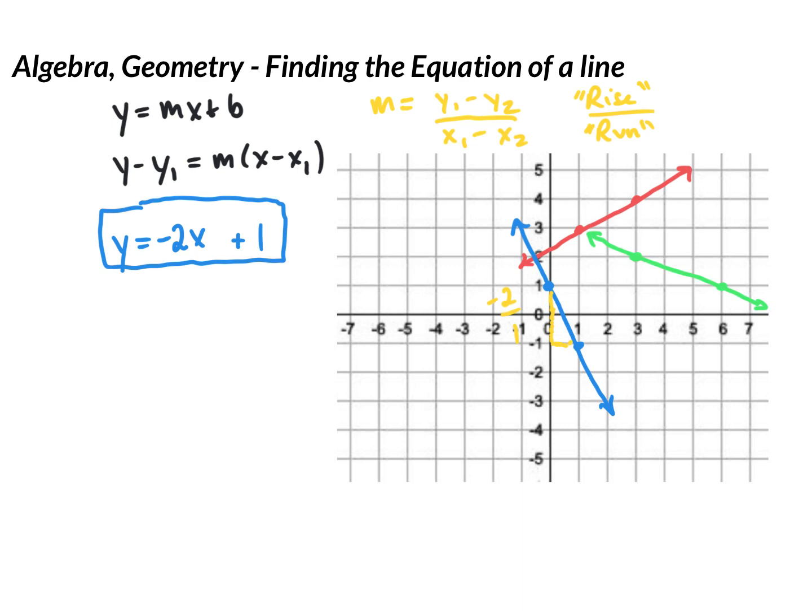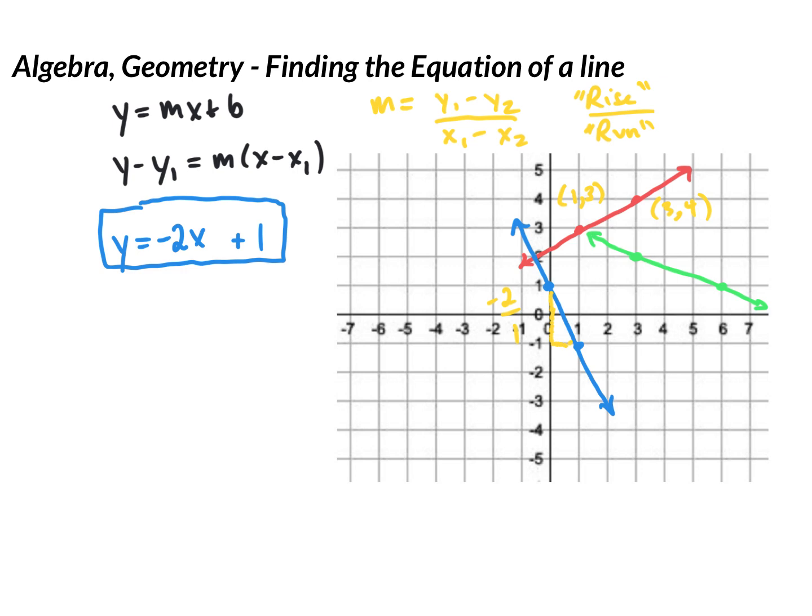Let's go to the red line next. So in this case, the y-intercept looks like it's over 2. It's 2 point something, but I would have to make some kind of guess there. I don't really want to do that. So instead, I'm going to look for 2 spots where it actually intersects at nice whole number coordinates. So you can see here it goes through the point 1, 3, and it also goes through the point 3, 4.